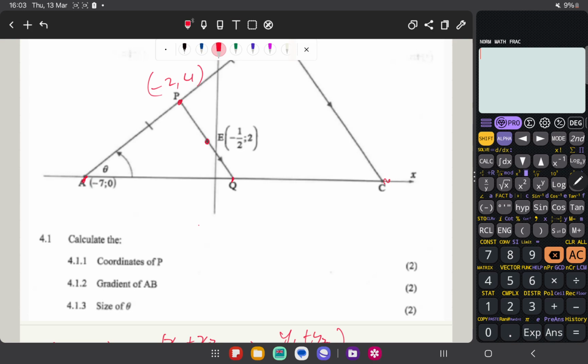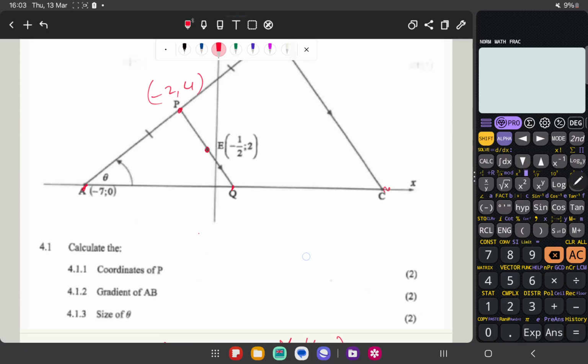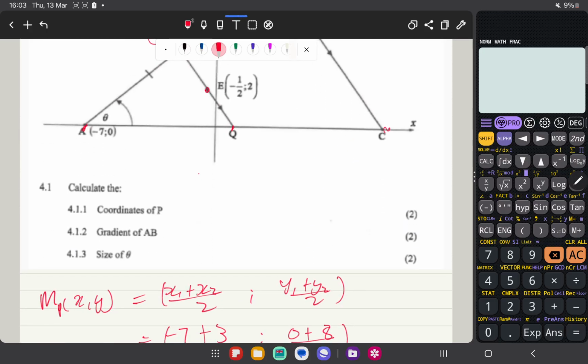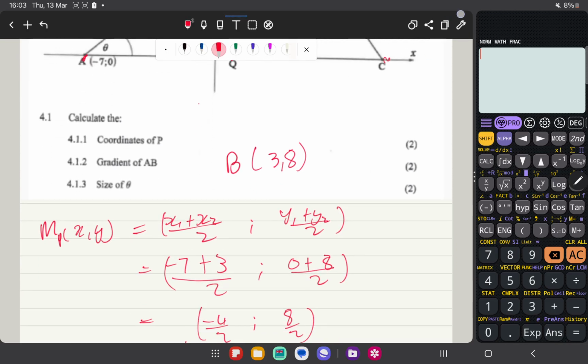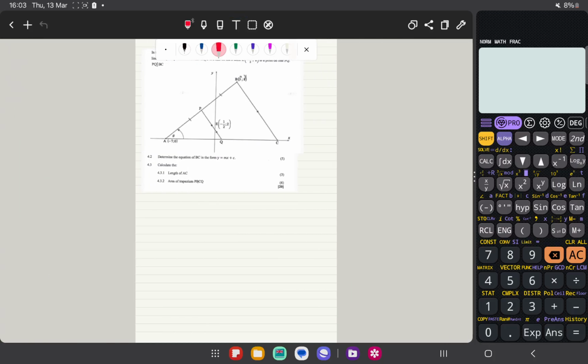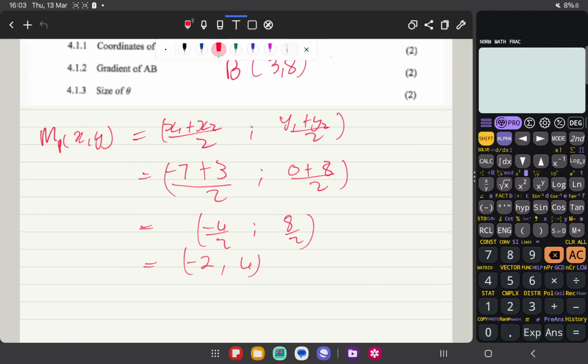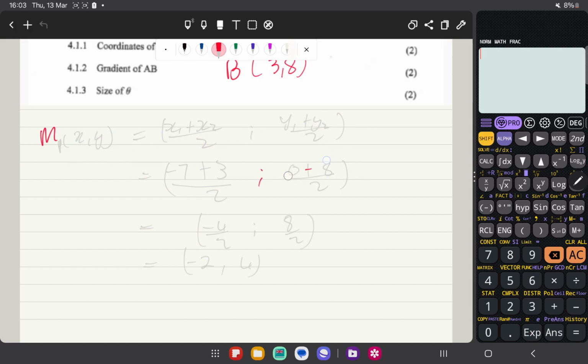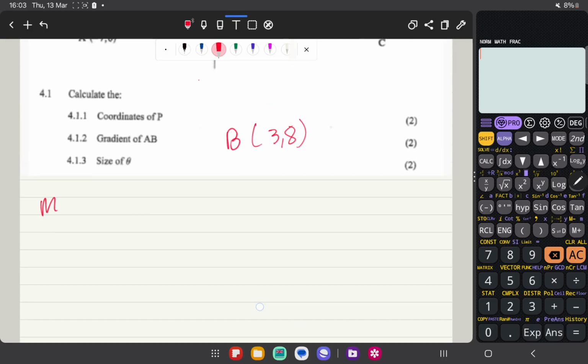So let's see. The gradient of AB. Let me write the coordinates of B right here. It's 3 and 8. I don't have space, so I'm going to keep on writing and erasing. So the gradient then, the gradient of AB.